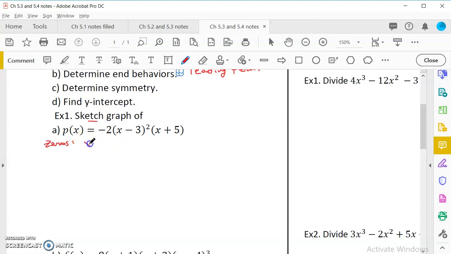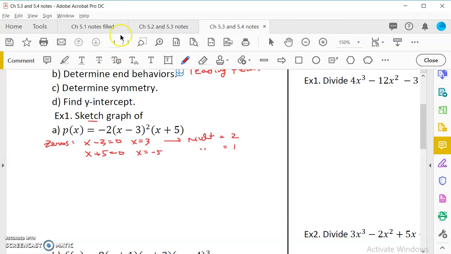One zero comes from x minus 3 equal to 0, so x equals 3. The multiplicity for this one is 2, because it's squared, it's double. Another zero is x plus 5 equal to 0, so x equals negative 5. But the multiplicity is 1, because it's power 1. So the zero at 3 would be tangent to the x-axis, so it turns on the x-axis. The zero at negative 5 would go through it, it doesn't turn.